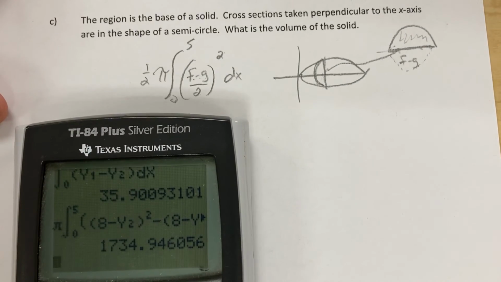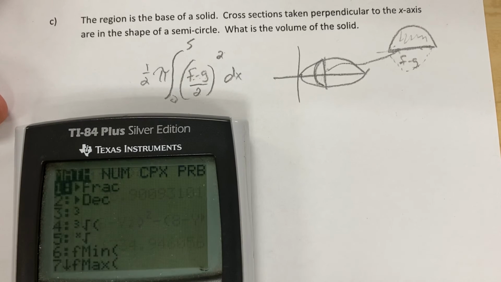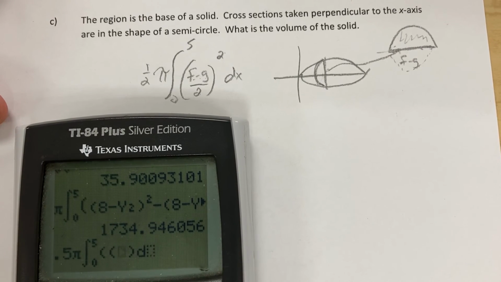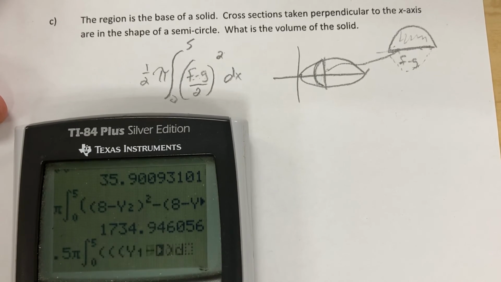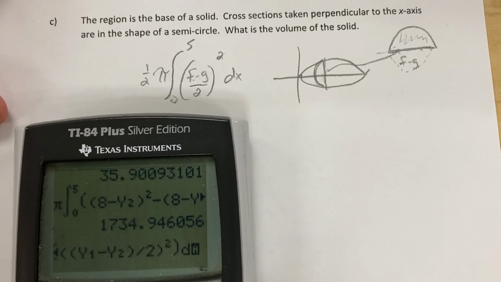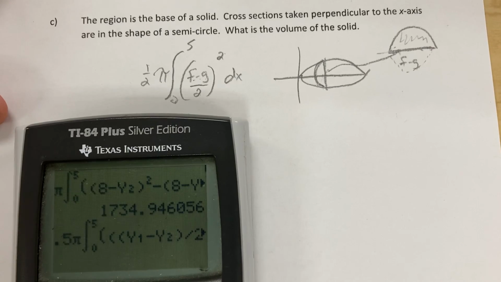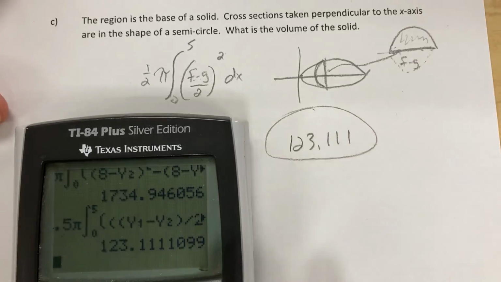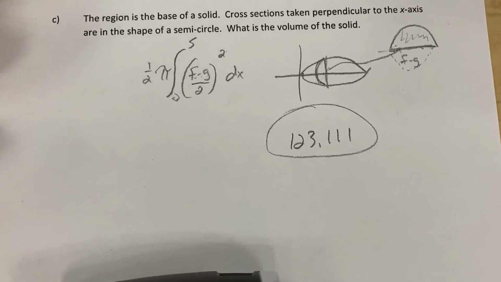So I can go 0.5 pi math 9 0 to 5 of, in parentheses, I'm going to do 2 parentheses, one for top minus bottom. Had to think it through a little bit. Divided by 2, that'll be the next parentheses, and then we're going to square that. And we end up with 123.111. That'll be our volume. So that's number 3.